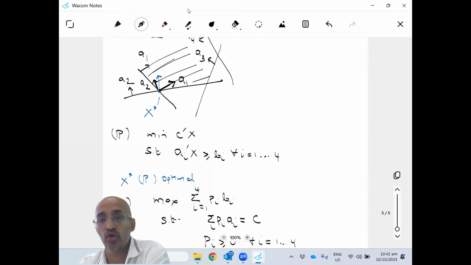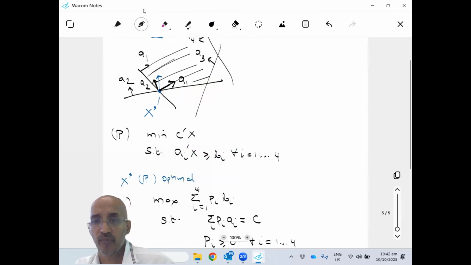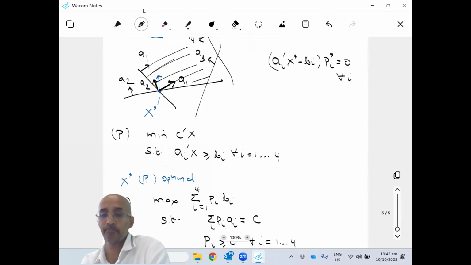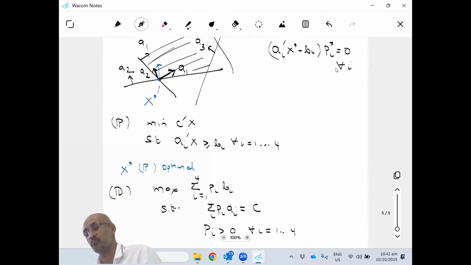What is this condition telling me? What is complementary slackness telling me? It tells me that (AI transpose X star minus BI) times PI, the optimal dual variable, has to be equal to 0 for every I. This is one set of complementary slackness conditions. The second one is the summation of PI AI is equal to C and PI is non-negative.